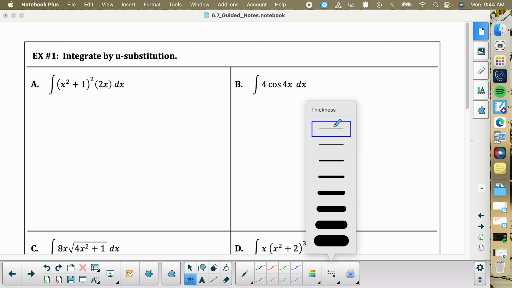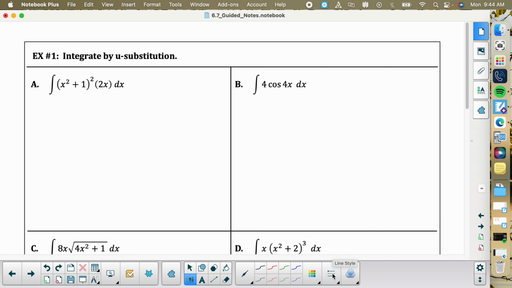Now, our goal, I don't want to integrate any of these at first. I want us to go through and figure out the u substitution for all 6 of them. I think there's 6, right? Yeah.